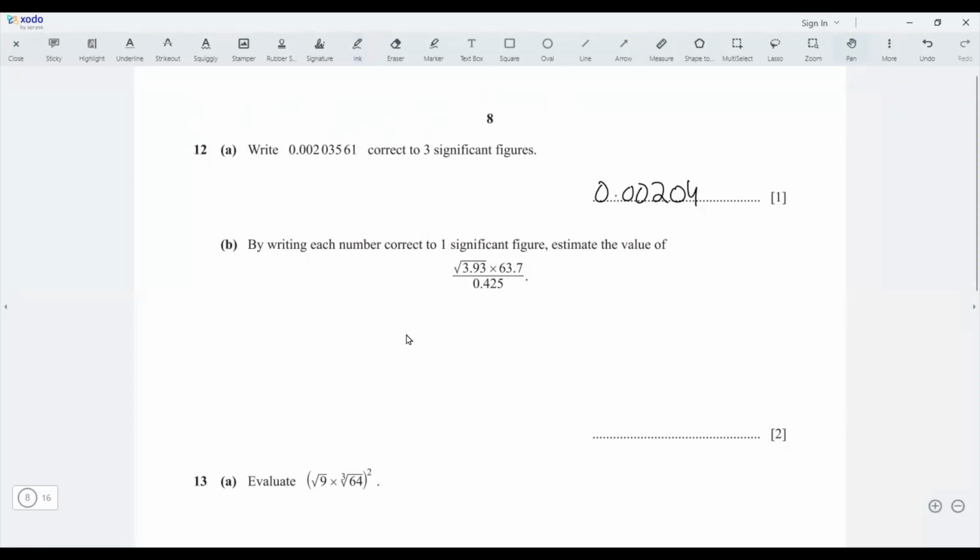Moving quickly to part B of question 12, in which each number is correct to one significant figure, and we have to write the estimated value. So square root of 3.93. 3 is the very first significant figure. Look at the very first digit after the decimal point. After that 3 is 9, which is greater than 5, so we have to add 1 to that 3. It becomes square root of 4.0, or we can say 4. Multiplied by 63, which will be rounded off to one significant figure, it becomes 63.